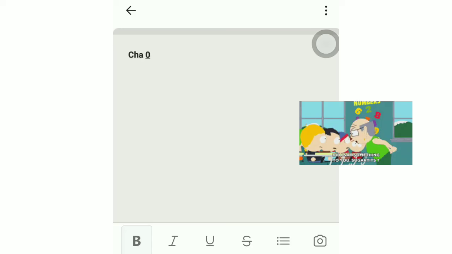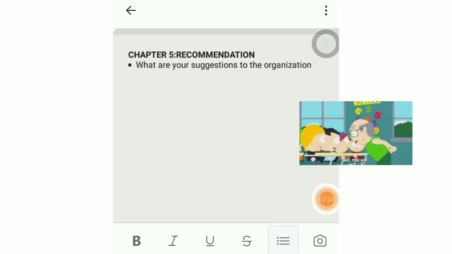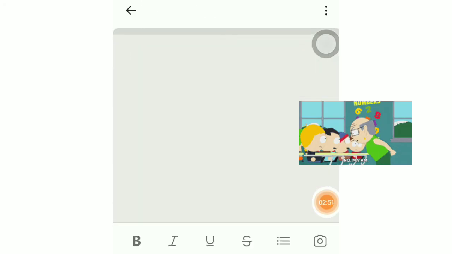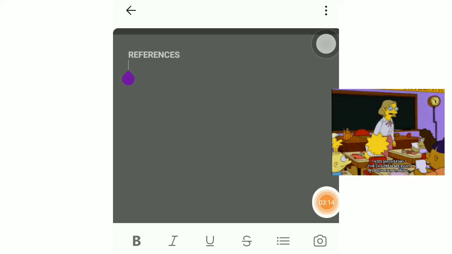The last and final chapter is the recommendation, whereby you're going to write what you recommend this organization to improve or what they should drop based on you being in that organization. So once you write the recommendation, then you are basically done and you're supposed to go to references and you're supposed to do the citation, write every material you used during your report writing.